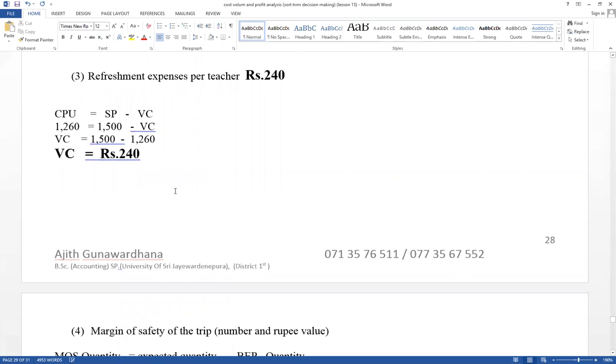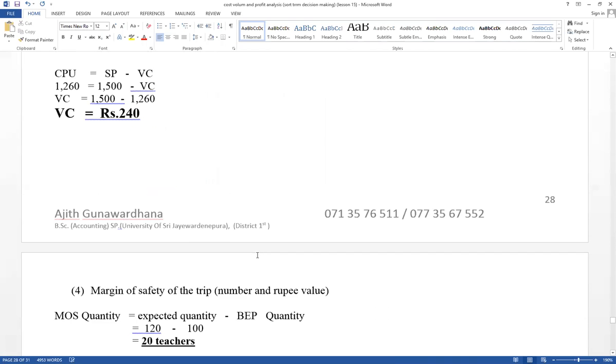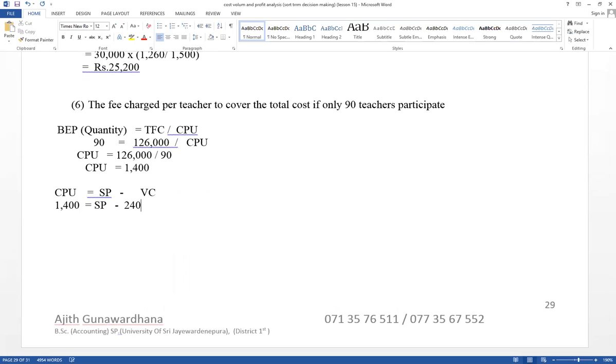Variable cost per unit is as given, 240 per teacher. That is a replacement expense. It does not vary with the number of teachers per unit. Unit variable cost does not change, but total variable cost changes proportionately. Then think about the new selling price. That is the fee per teacher. Therefore, take this to this side: 1,400. This minus value became a plus value. Plus 240 equals selling price.